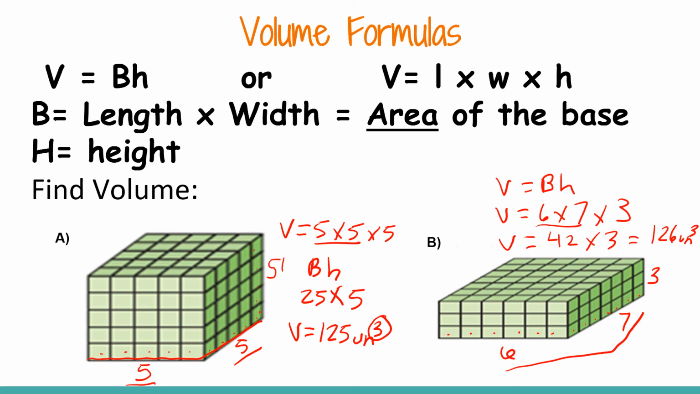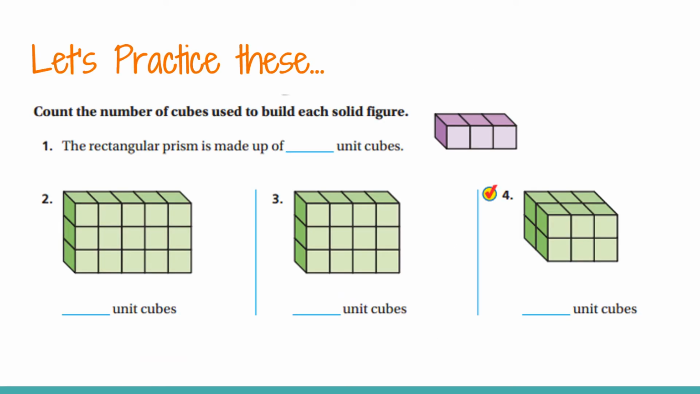All right, moving along. So let's practice these. Count the number of cubes used to build each solid figure. The rectangular prism is made up of how many cubic units? 1, 2, 3. There are 3 cubic units here. So if I count, I've got 3, 6, 9, 12, 15 cubic units. In this one, we've got 3, 6, 9, 12 units cubed, or cubic units.